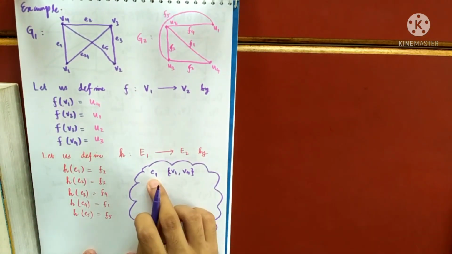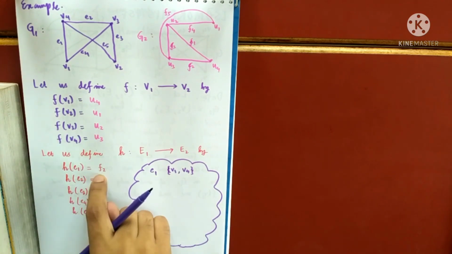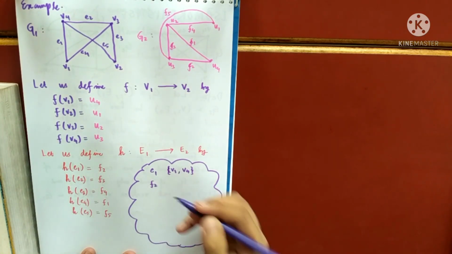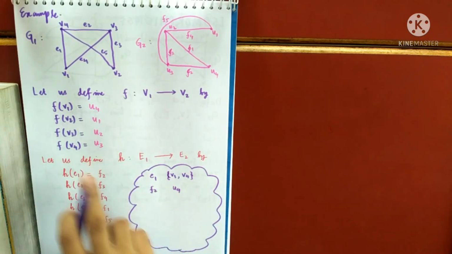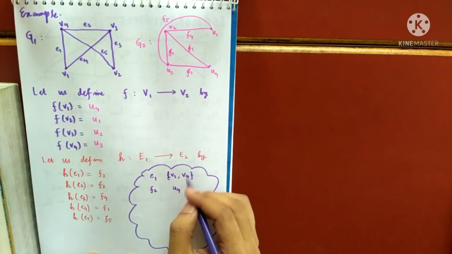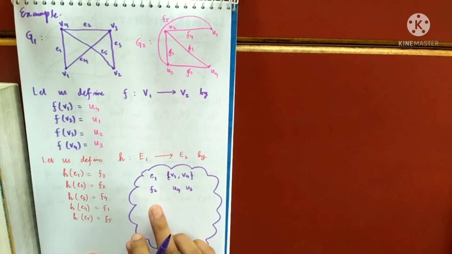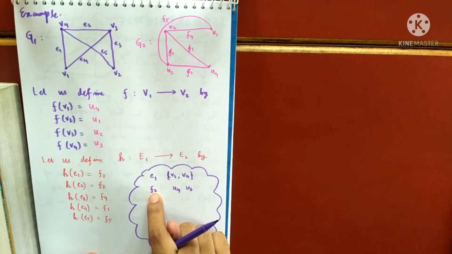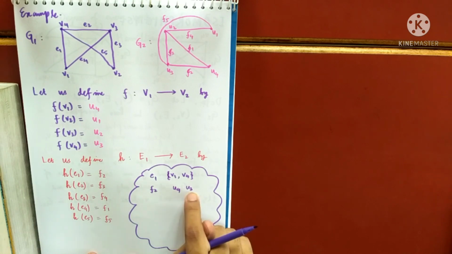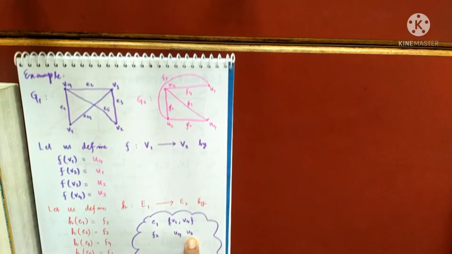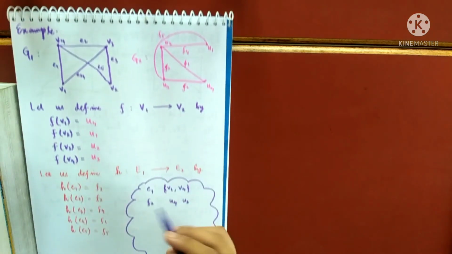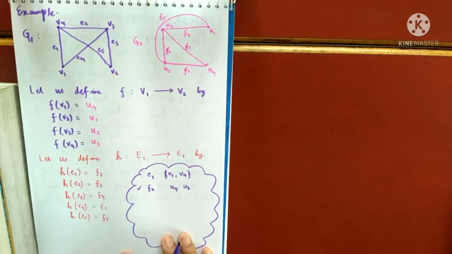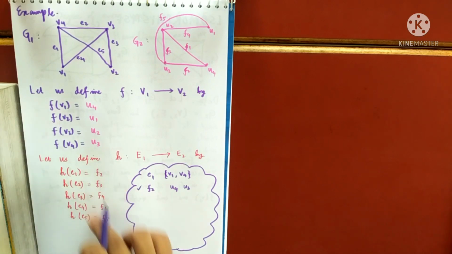Now, what is the image of E1? Image of E1 is F2. And what is the image of V1 and V4? V1 is mapped to U4 and V4 is mapped to U3. So I should have that F2 has end vertices U4 and U3. Let's check. F2 has end vertices U3 and U4. You see, this is correct. So we have to check this for every possible edge.